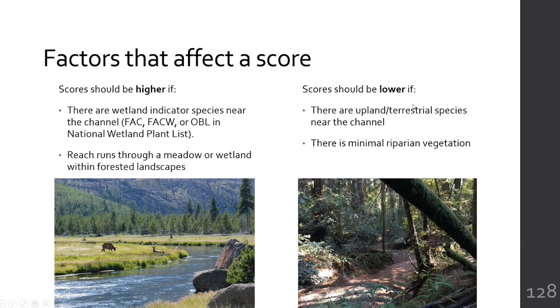Scores will be lower if you have many upland or terrestrial species near the channel, and there isn't much riparian vegetation to speak of at all. This is maybe common in more altered settings where most of the vegetation is managed and removed.